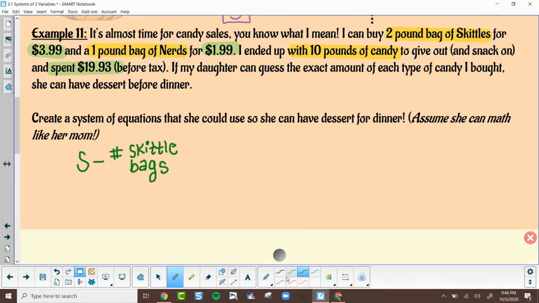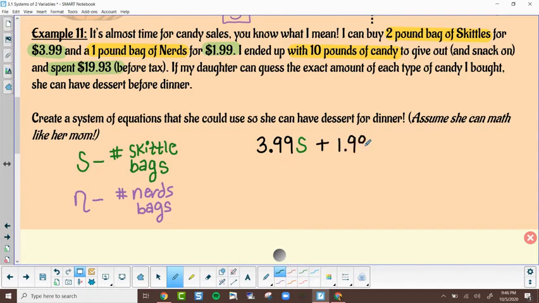And then we're also going to have N for Nerds, so that's the number of Nerds bags. So here's Nerds bags. Okay, so first things first, I'm going to do a money equation. So I have $3.99 per bag of Skittles plus $1.99, and that was per bag for Nerds, gives me the grand total of $19.93. So that's my money equation.